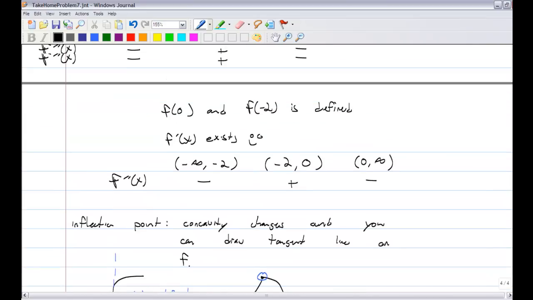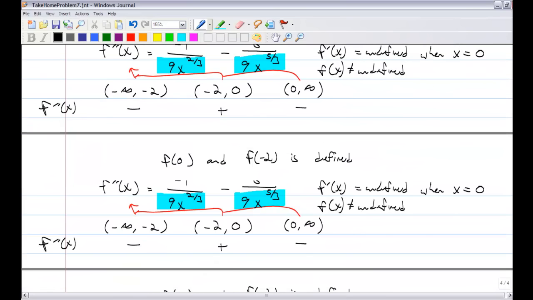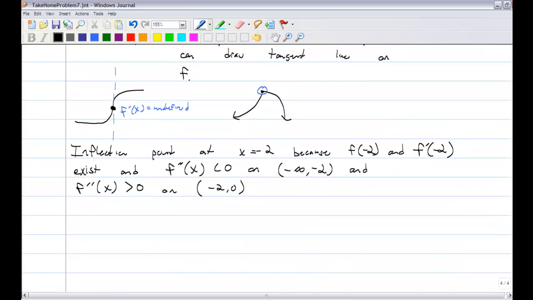Then we move to justifying the inflection point at x equals 0, which is a little interesting. You look at the table down below, and you saw that concavity certainly is changing at x equals 0, but it takes more than concavity changing for something to be an inflection point. You also have to be able to draw the tangent line. The first check is to make sure the function is defined and the derivative is defined there. But just because the derivative is undefined, you could still have an inflection point.